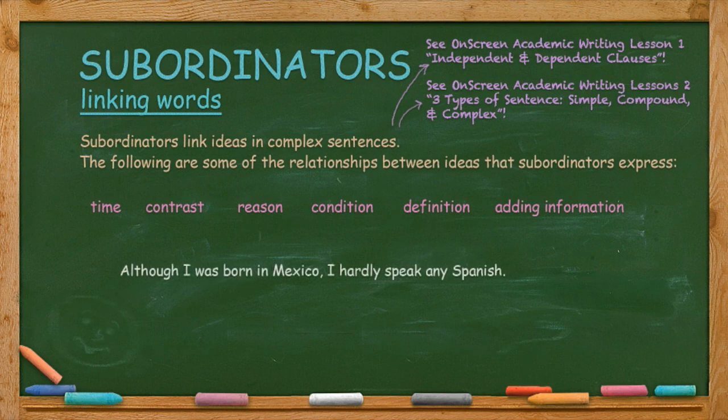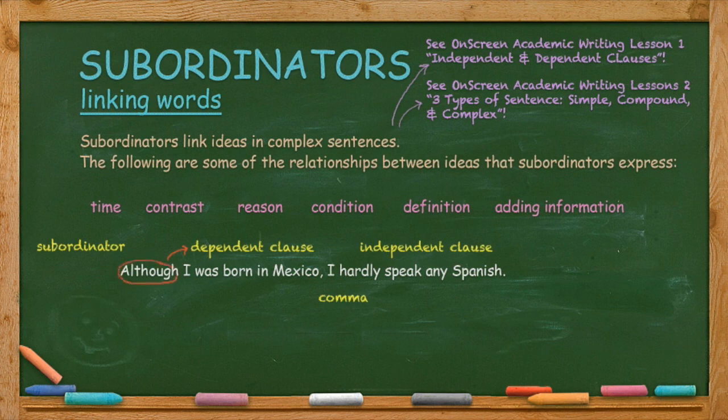Here's an example sentence. Although I was born in Mexico, I hardly speak any Spanish. And here are the different parts of the sentence. Although I was born in Mexico is a dependent clause. This is because the clause begins with although, a subordinator. I hardly speak any Spanish is an independent clause.